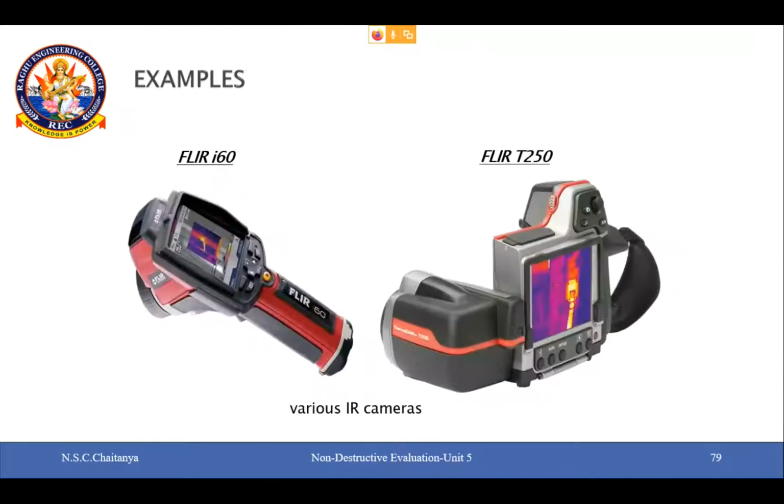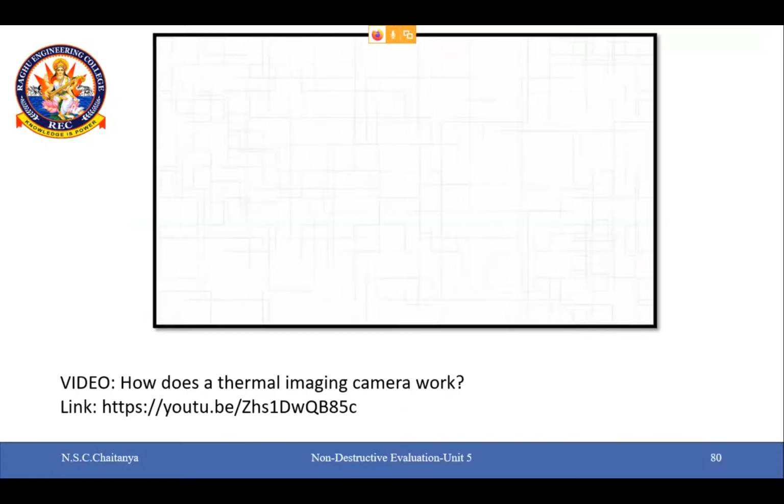Going to the next slide. These are some examples. FLIR I60, this is one model, and FLIR T250, this is one more model. These are your various IR cameras. Slide number 80. There is a small video. We'll have a look at the video. This video depicts how your thermal imaging camera works.